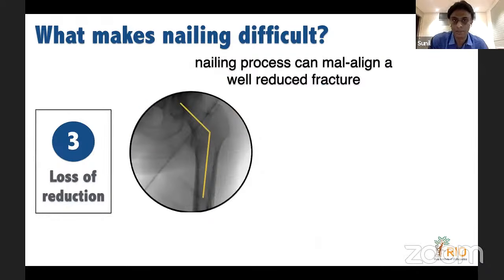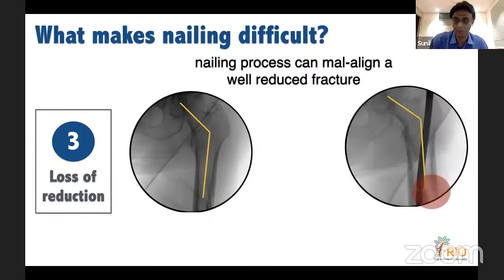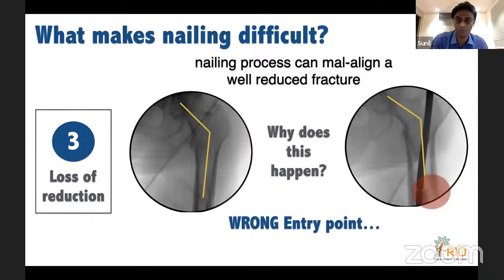And the third problem is that the nailing process as such can malalign even a well-reduced fracture. So if you look at this example, it appears to be well reduced on the AP view, but your nail entry can actually malreduce it. This happens because of a mismatch in the angle between the nail and the neck shaft angle. And when that happens, you will shift the proximal fragment into varus, causing a malreduction. So a lot of things can happen during nailing of a subtroch fracture that have to be handled.